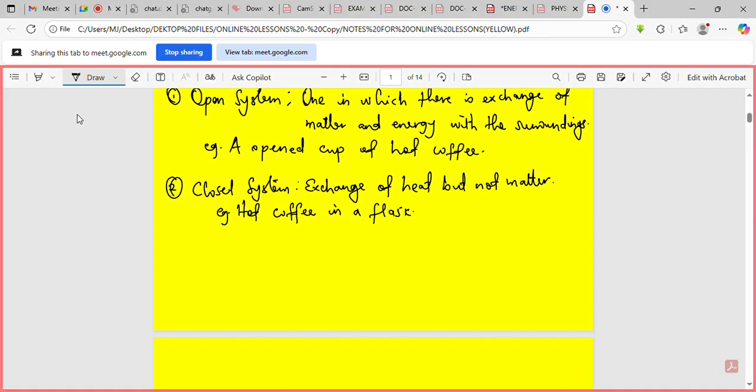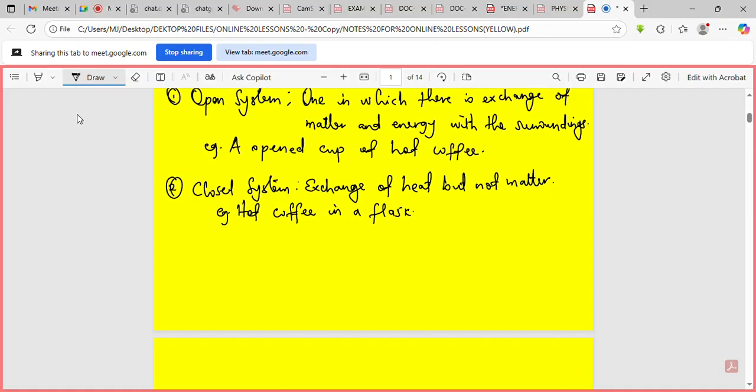Hot coffee in a flask. So know that here we cannot say the interaction is direct. Here there is an indirect interaction. Your question will be, sir, is there any interaction at all? Yes. The interaction is the point where there is exchange of heat. But what makes the interaction indirect is the point where matter does not also get exchanged. So in this case, there is an indirect interaction.